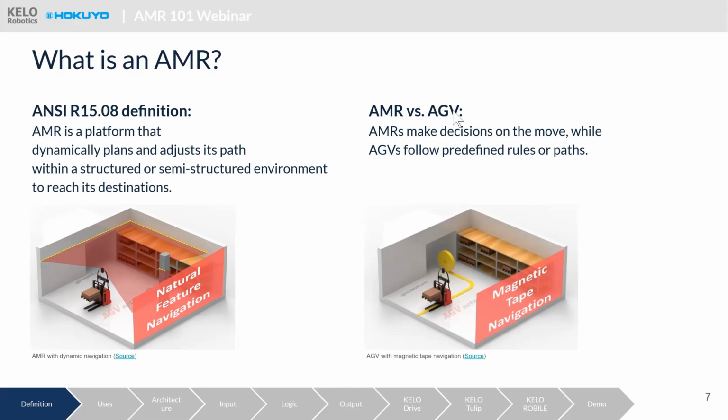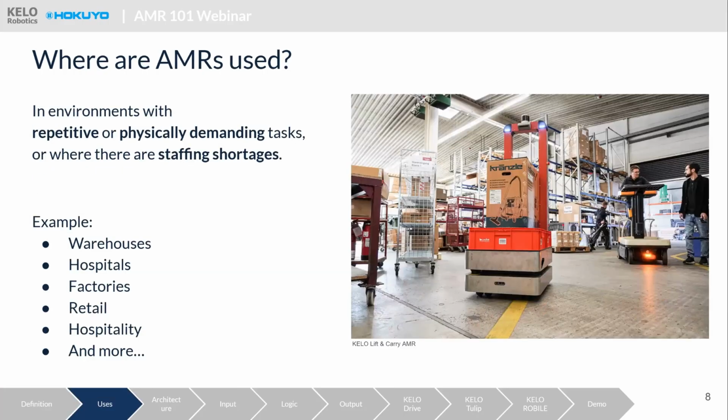Comparing the AMR to the AGVs, the AMR is a newer generation of these autonomous systems that we can call decision makers. That's where they can work in a more dynamic environment. AGVs were following predefined rules, like you can think about the magnetic tapes attached to the floor that they have to just follow. So where can we use the AMR? Basically anywhere that we have repetitive, physically demanding tasks, and with staffing shortages, like warehouses, hospitals, factories, and so on.